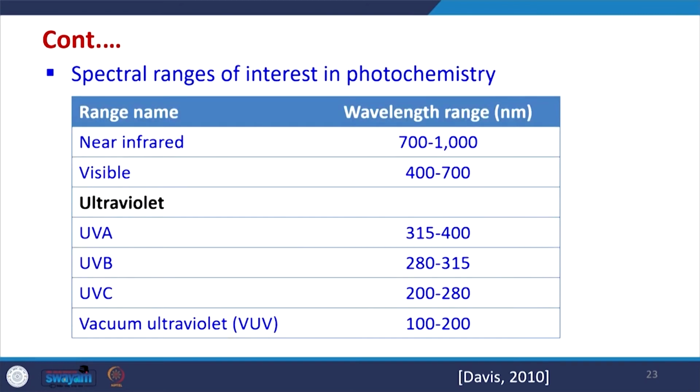Now, the spectral range of interest used in photochemistry you can see here. We have different wavelength ranges, and the range includes near infrared, visible, and ultraviolet. Within ultraviolet we have UVA, UVB, UVC, then vacuum ultraviolet. These are the wavelengths in which we can use ultraviolet.